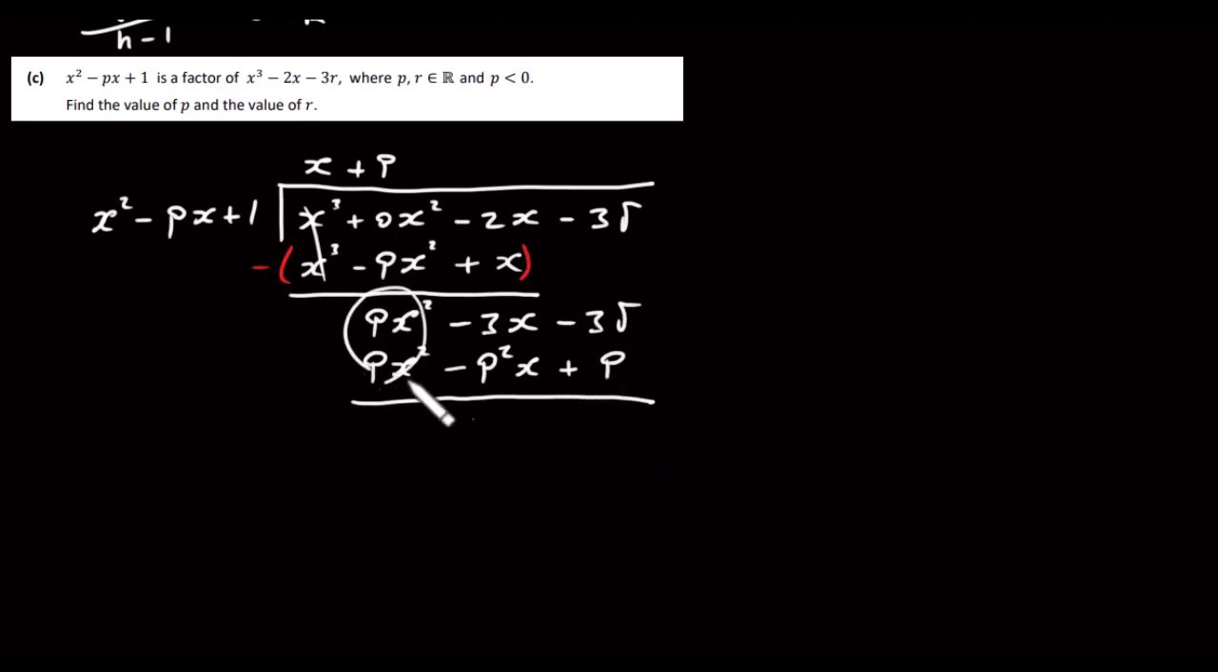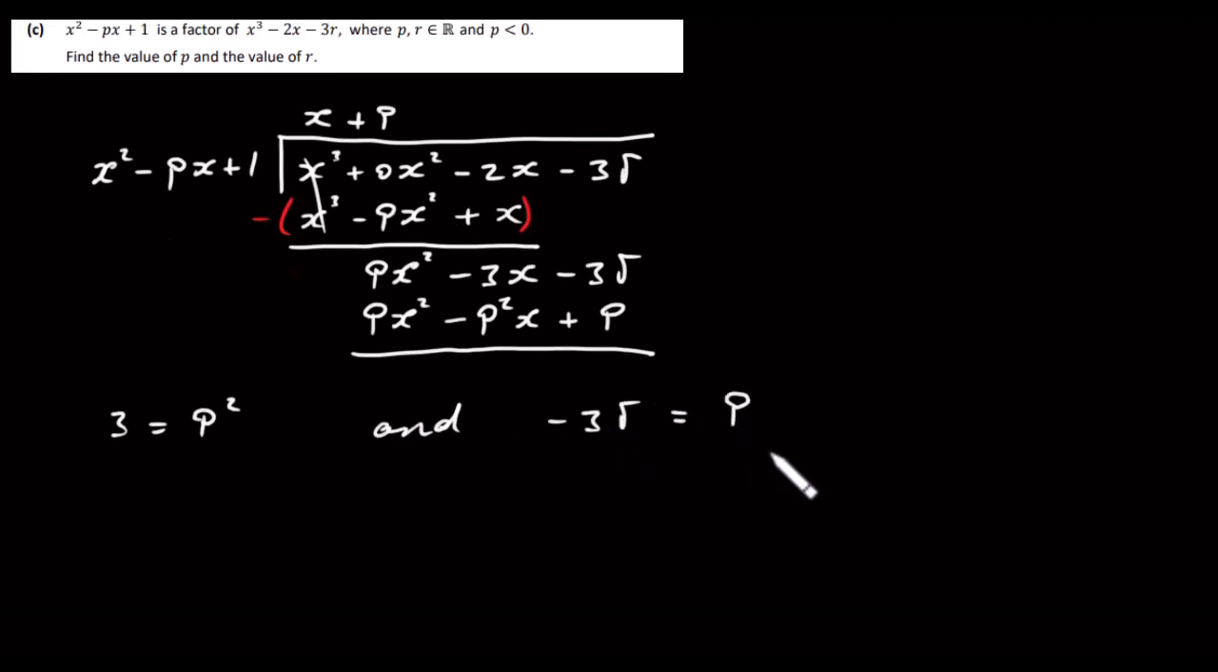That would mean that these two here have to be equal, these two have to be equal, and these two here have to be equal. So that when we subtract them, we would get a 0 remainder down here. So we can see that px squared is equal to px squared, or p is equal to p here. But also then we should see here that this minus 3 is equal to minus p squared, or 3 is equal to p squared. Also here we've got a minus 3r must be equal to plus p. So we have minus 3r is equal to plus p.